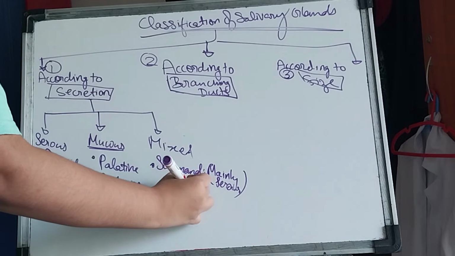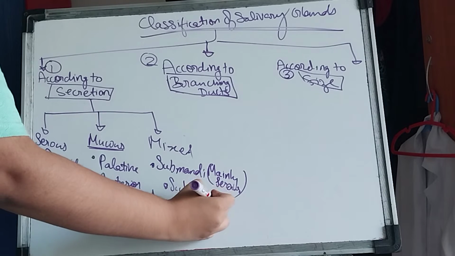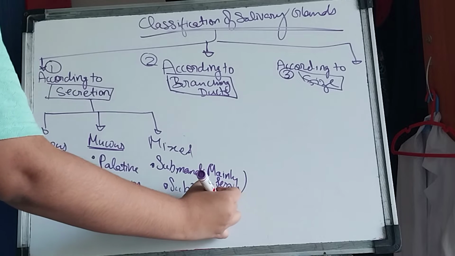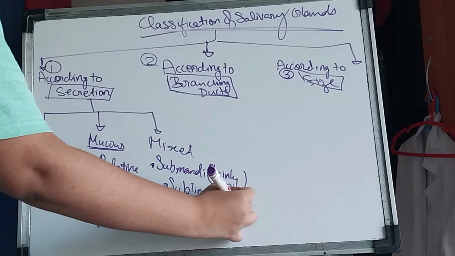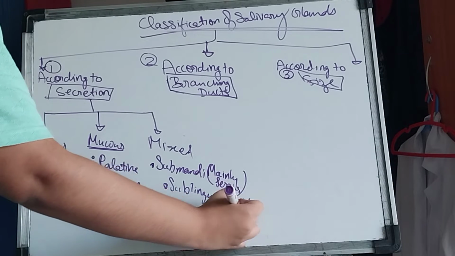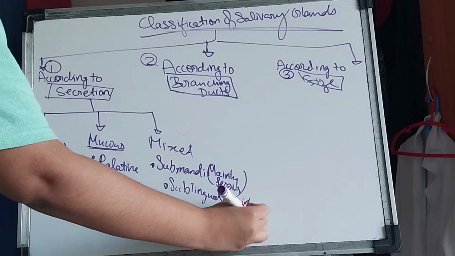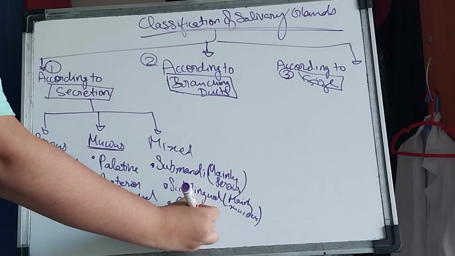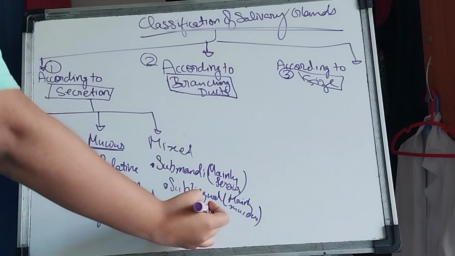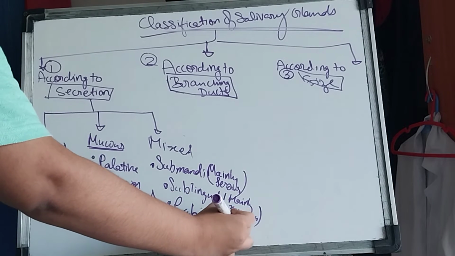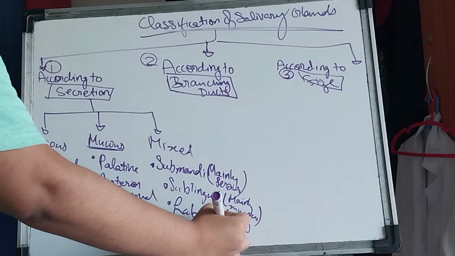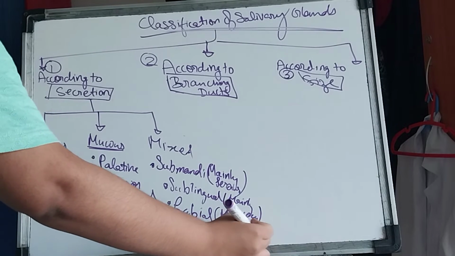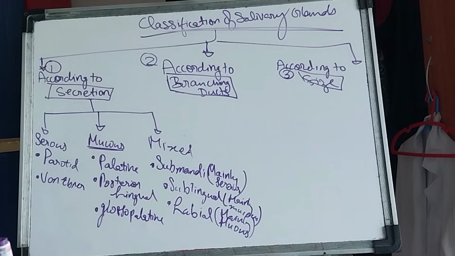Similarly, the sublingual gland is mainly or predominantly mucus type. And the labial gland is also mainly mucus type.